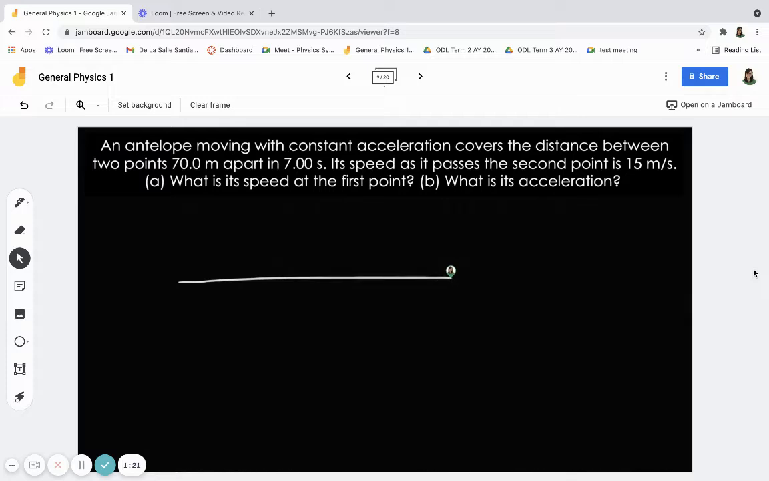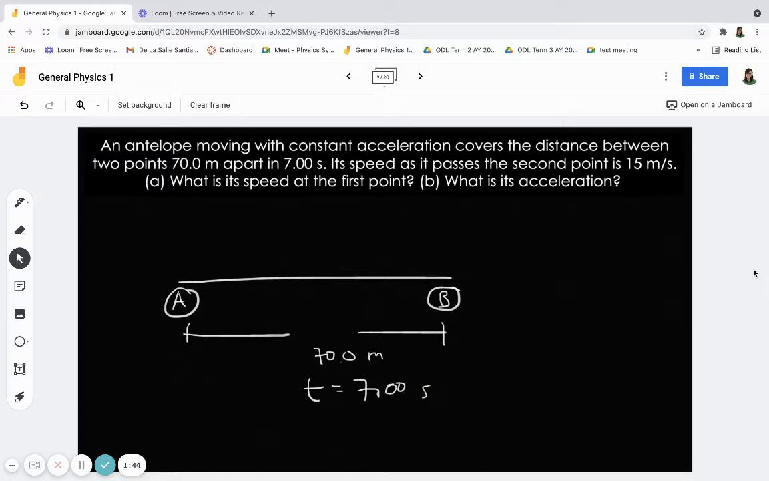So let's say, for example, this is the first point mentioned in the problem, and then this is the second point. It says there that the distance between the two is 70 meters or 70.0 meters. Okay, it also says there that within 7 seconds, the antelope was able to cover the mentioned distance. Okay, and then another information that's given is that the antelope passes the second point at 15 meters per second. Okay, so the velocity at the second point, which is B, is 15 meters per second. Okay, so those are the things that we know about the problem, also known as the given.